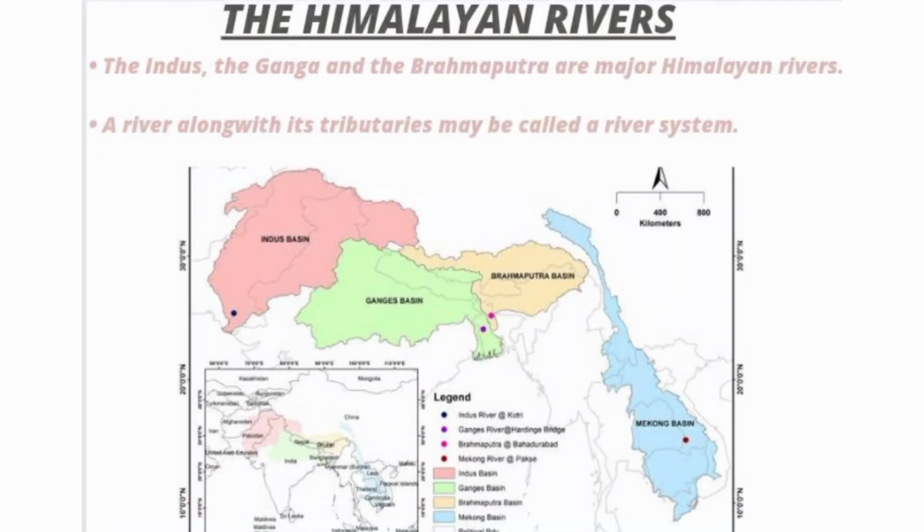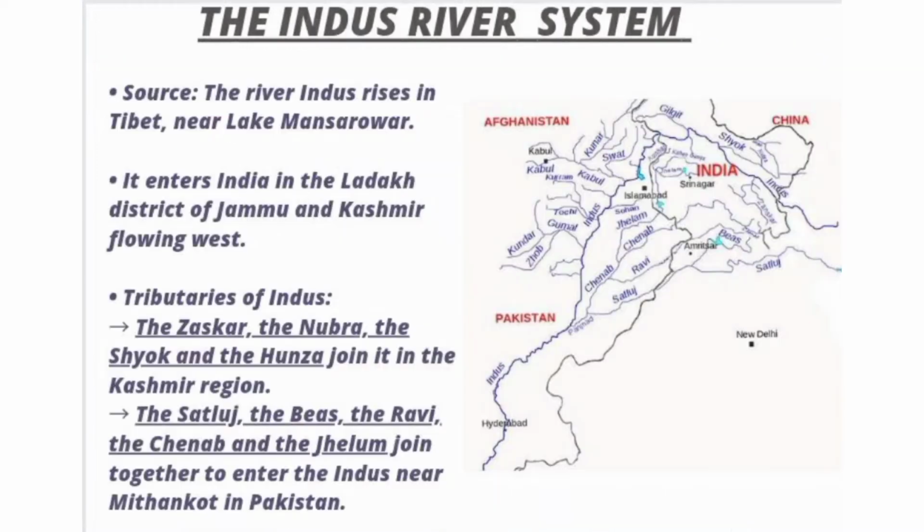The Himalayan rivers: the Indus, the Ganga, and Brahmaputra are major Himalayan rivers. A river along with its tributaries may be called a river system. Now we will discuss the three Himalayan river systems in detail. So let's get started with the Indus River system.